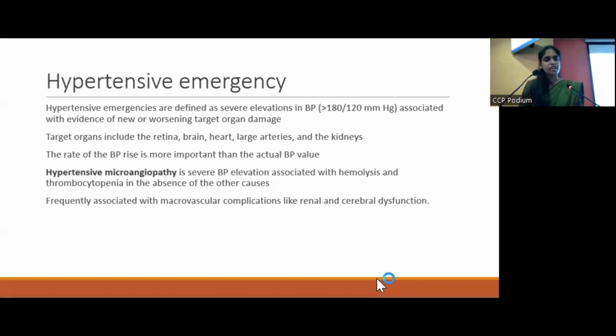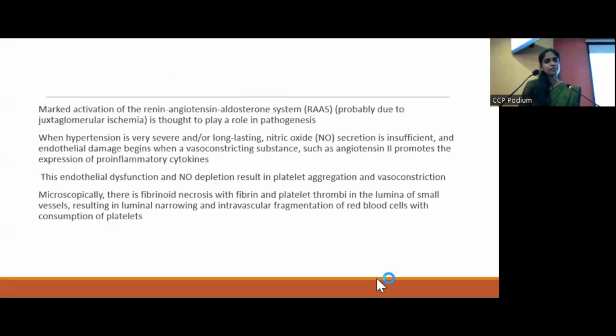Hypertensive microangiopathy is a hypertensive emergency in the setting of hemolysis and thrombocytopenia in the absence of other causes. This hypertensive microangiopathy is frequently associated with end-organ complications like renal and cerebral dysfunction. It is very important to identify hypertensive microangiopathy because the treatment is totally different.